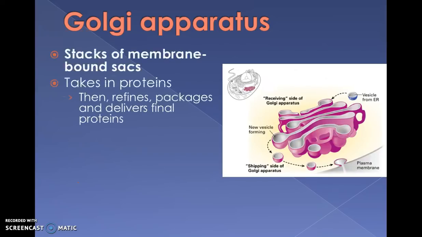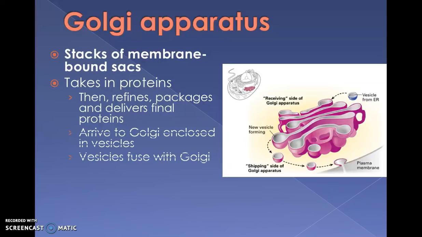The Golgi apparatus. This is tons of stacks of membrane-bound sacs, so I like to think of it looking like tons of little pancakes stacked on top of each other. It takes in the proteins either from the free-floating ribosomes or from the rough ER, and then it packages and delivers the final proteins. So in class we talked about how polypeptide chains are the polymers for proteins, but the proteins go from polypeptide to protein through tons of folding. There's 4 steps. This is where a lot of that is going to happen in order to refine and get that final protein put together.